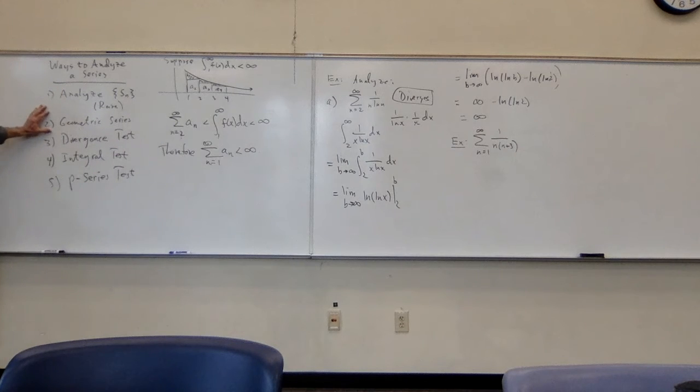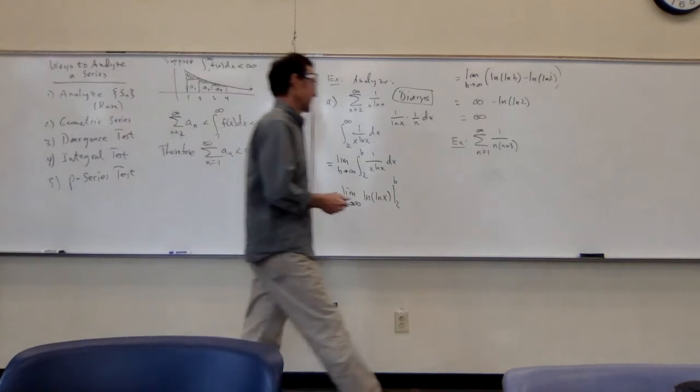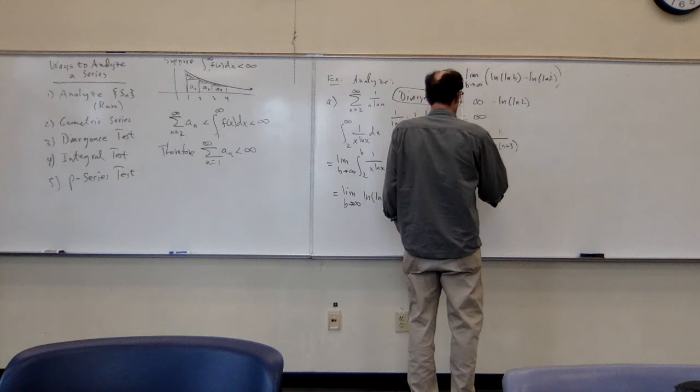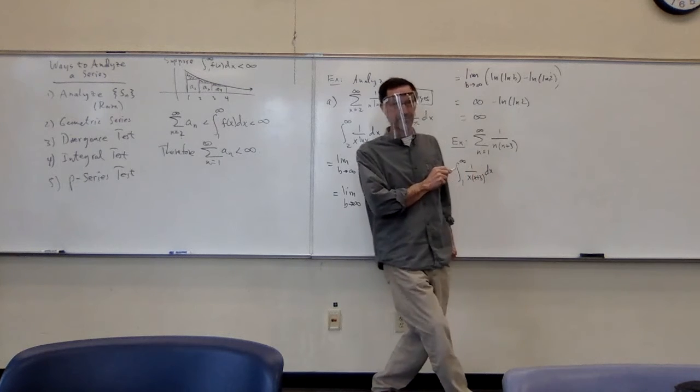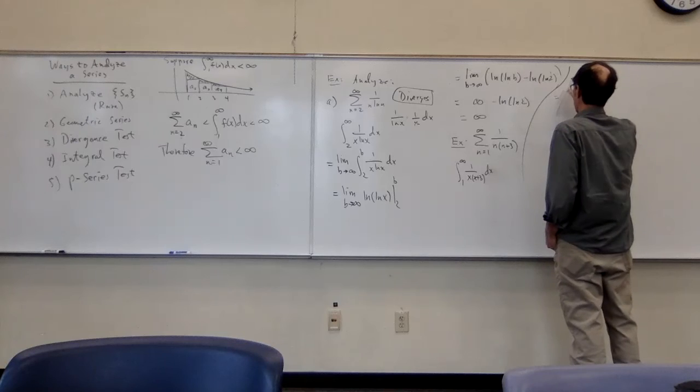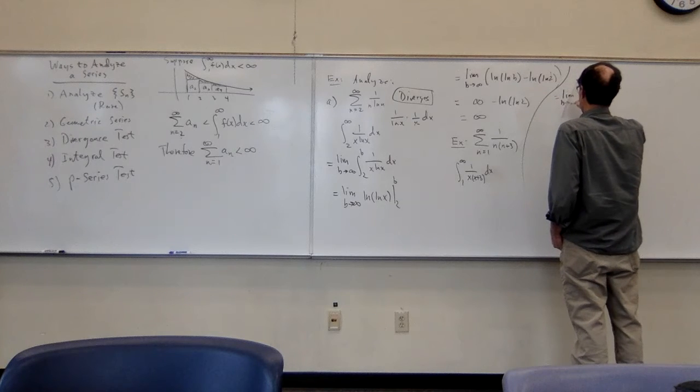Is this a geometric series? No. How can you tell? No powers. Do the terms go to zero? Yes, they do. No help here. Therefore, the only one left for us is the integral test. Well, let's integrate from 1 to infinity, 1 over x times x plus 3, equals the limit as b goes to infinity.